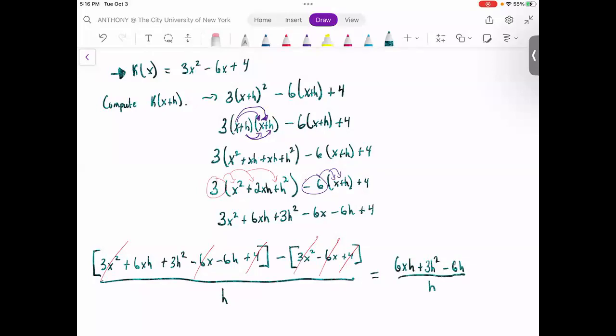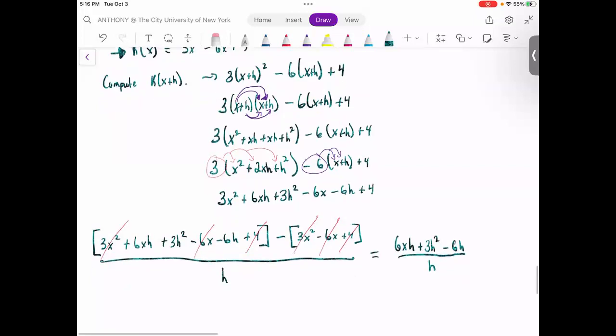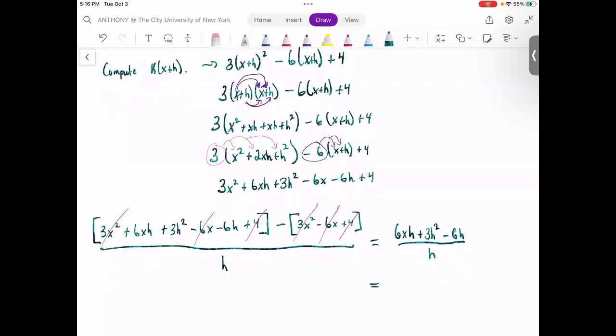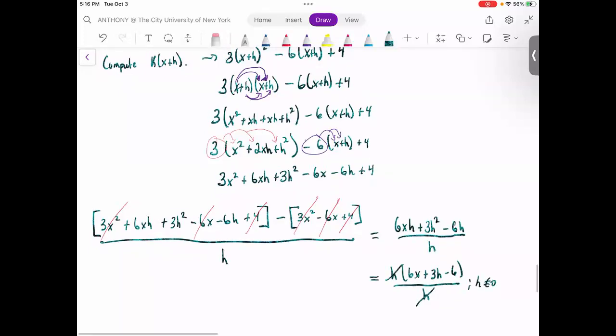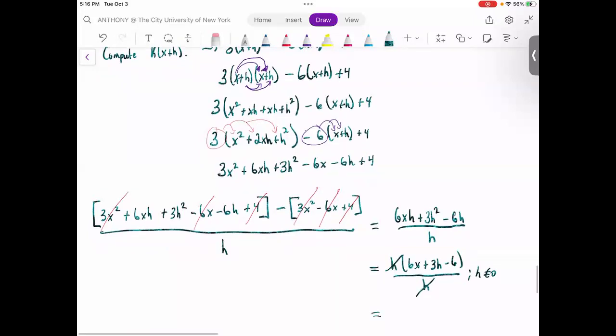Now, as mentioned, because all the terms in the numerator contain an h, you can factor one h out from the numerator. So if I factor the h out from the numerator, this will give us h times 6x plus 3h minus 6, all divided by h. As long as h is not equal to 0, the h that I factored out and the h on the bottom will cancel out, and your answer will be 6x plus 3h minus 6. And that's your answer.